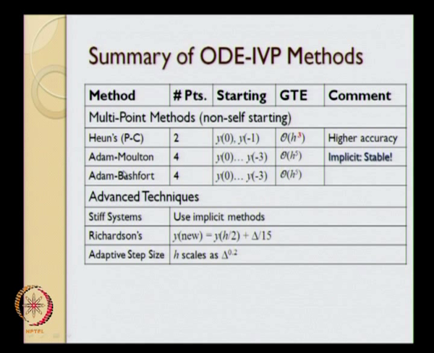It is the same idea as we have covered in the numerical integration section of this particular course. And finally the adaptive step sizing, and in adaptive step sizing for the RK4 method the step size h scales as delta to the power 0.2. Likewise in fourth order Adams-Moulton or Adams-Bashforth method h scales as delta to the power 0.2. And we have the Adams-Bashforth-Moulton predictor corrector method that can be used instead of the Adams-Moulton implicit method, okay.